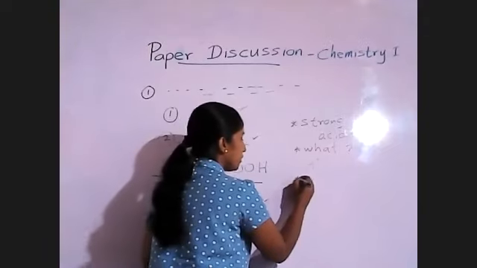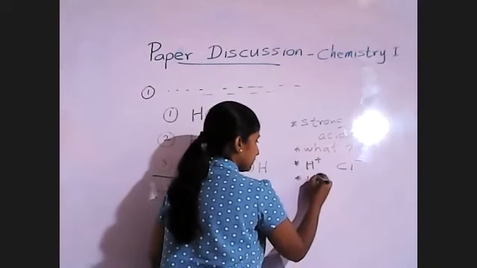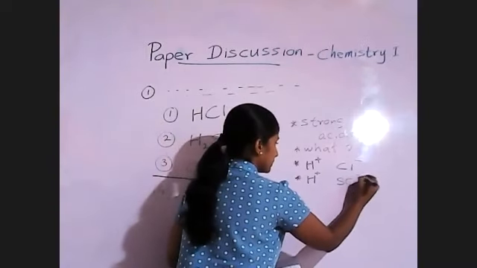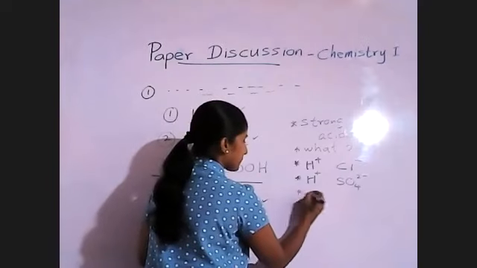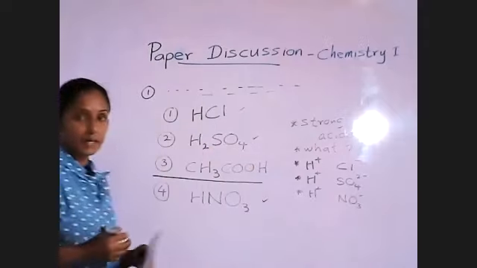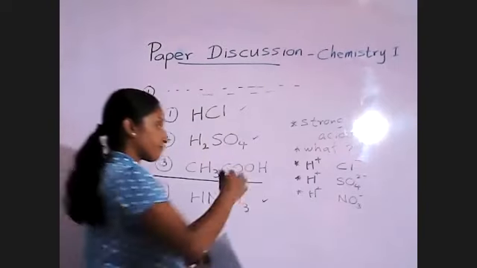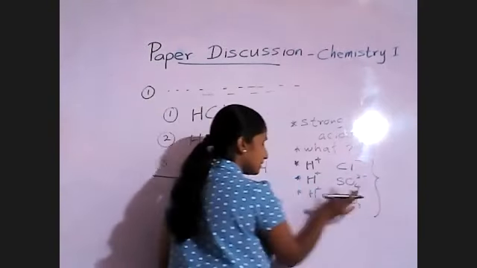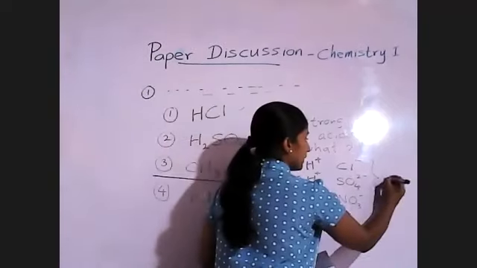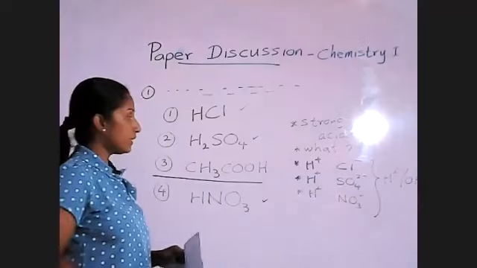If it is HCl, H plus and Cl minus. If it is sulfuric acid, H plus ions and sulfate ions. If it is nitric acid, H plus ions and nitrate ions. They completely ionize and give these ions to the aqueous solution. Because they are in the aqueous solution, there are ions from the acid and also H plus ions and OH minus ions from the water.